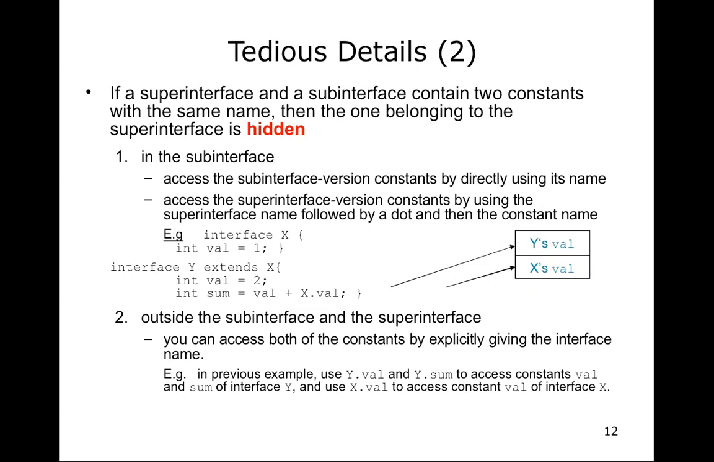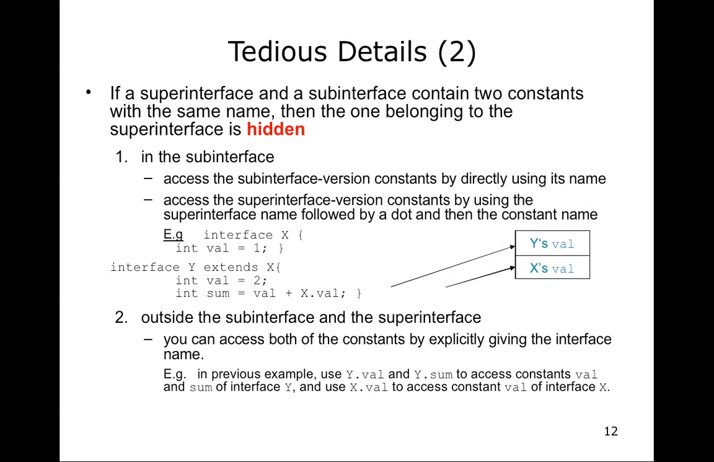No sense. And here it is again. Here's the explanation I just gave you for hidden. If a super interface and a sub interface contain two constants with the same name, then the one belonging to the super interface is hidden because you've overridden it. Once you create a new definition for it, the previous one is there, but it's not accessible unless you get it through the object reference. That's basically what I just explained to you a few minutes ago.